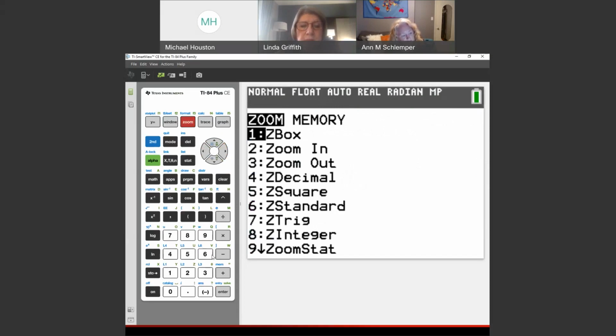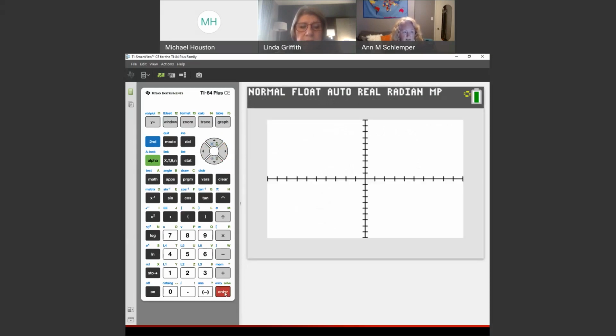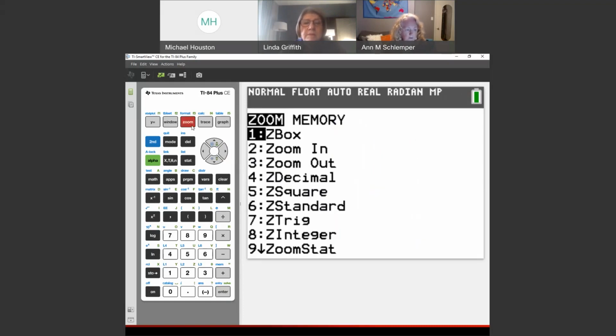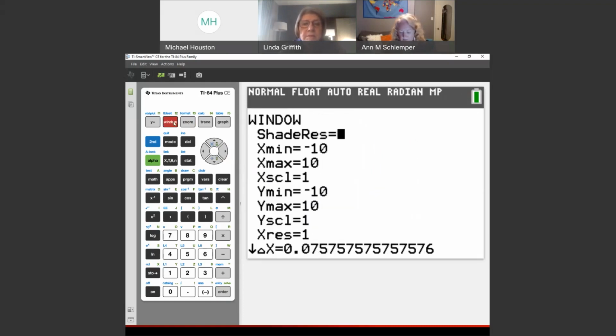I try to do that with my students so that we're all looking at the same thing, or whatever window you want. And so here's our polynomial. Well, that's not good. So there's lots of ways you can do this. You can zoom in or out under zoom, or you can change the window. So let's take a look at just changing the window.